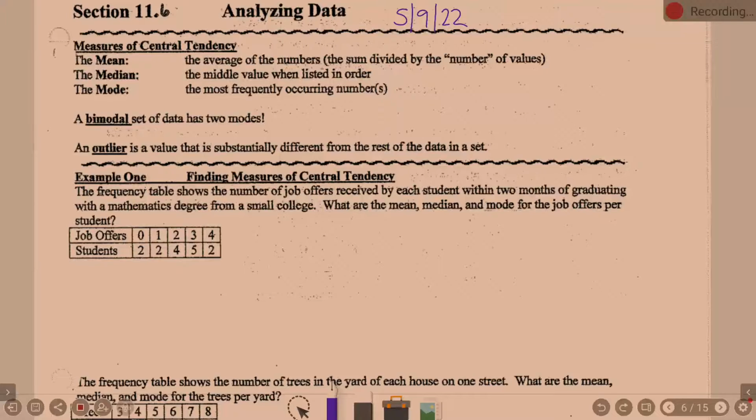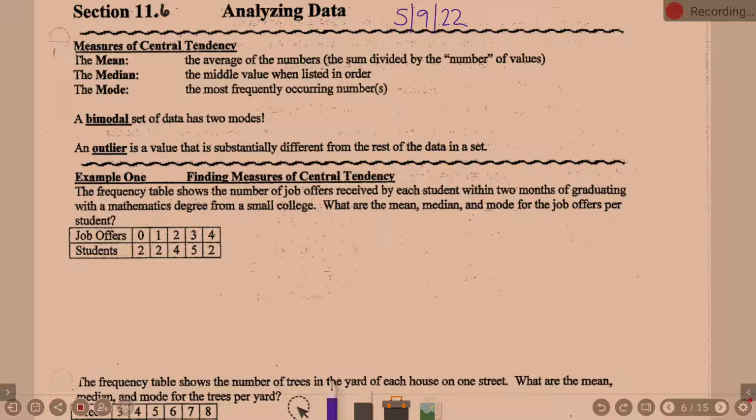So 11.6, it's analyzing data. Now, a little bit of vocabulary. When you hear the phrase measures of central tendency, if you see on a test, use the measures of central tendency to answer this question, we're talking about basically usually the three M's: your mean, median, and mode.